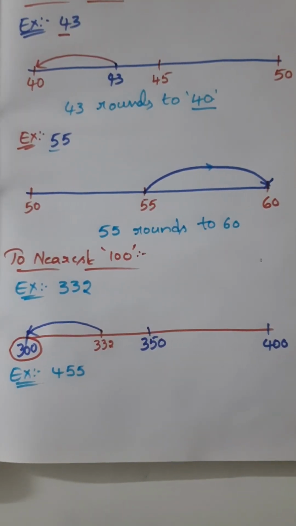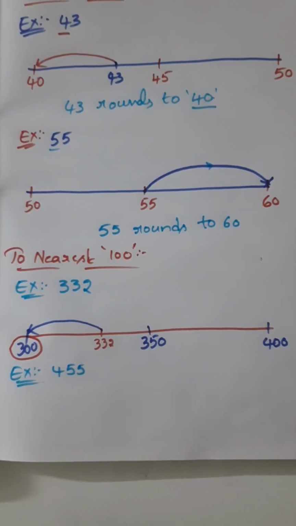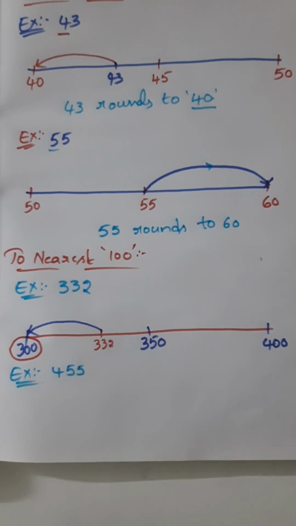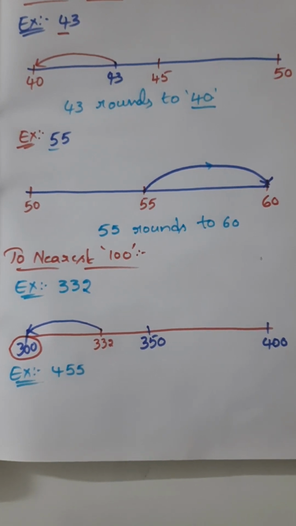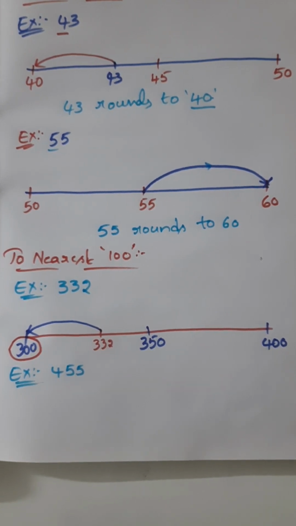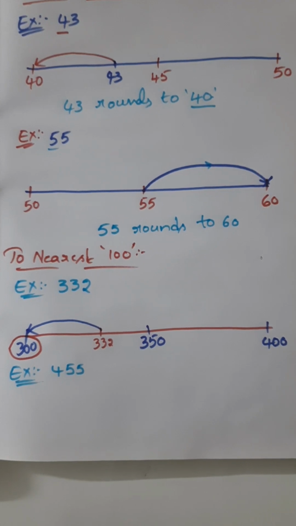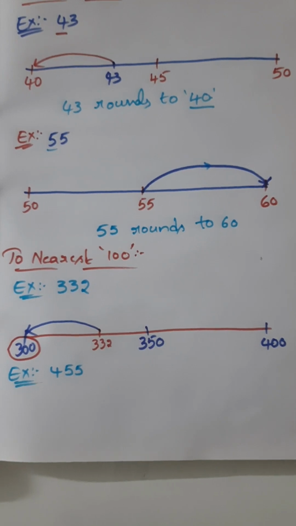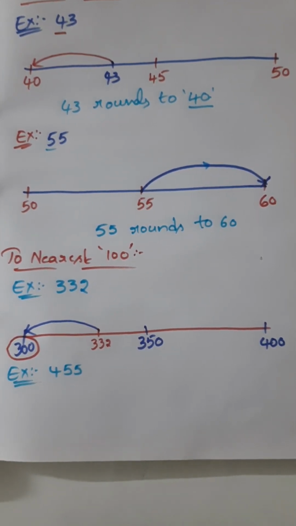Now I have taken one more example for the nearest 100, and that example number is 455. The first step is we have to draw the number line, and in the second step we have to see what the value in the hundreds place is. What is the value in the hundreds place? 4. So the value of the hundreds 4 is 400, right? The place value of 4 is 400 here. That we have to write on the left-hand side of the number line.